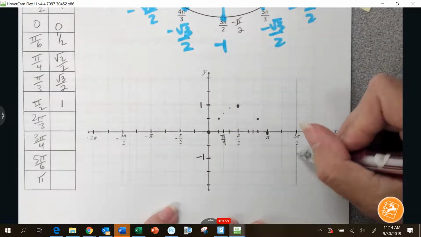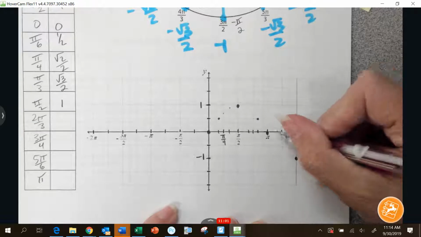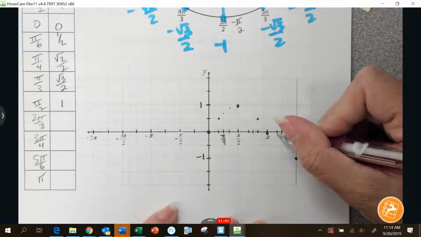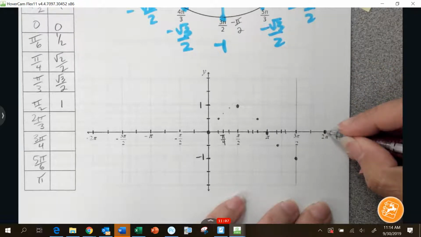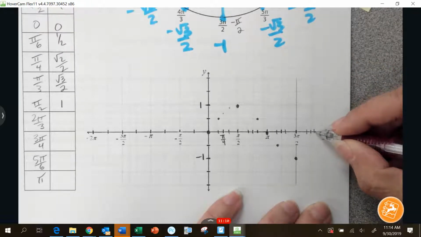So at 3 pi over 2, it's -1. And then I can put my half value at 7 pi over 6. And then at 2 pi, it's 0 again, and I can put my half value there at 11 pi over 6.